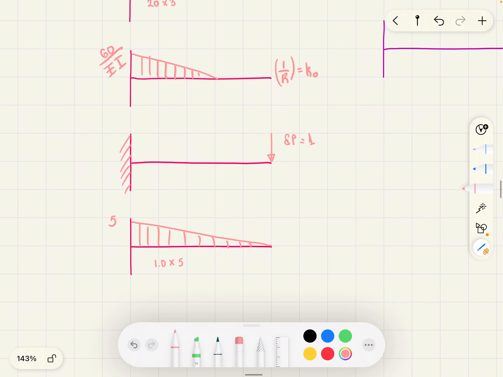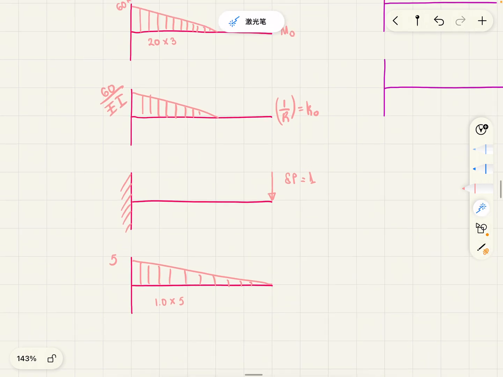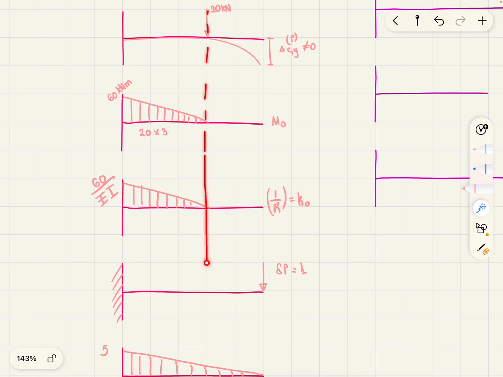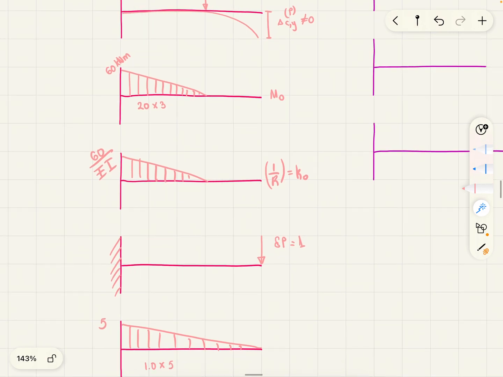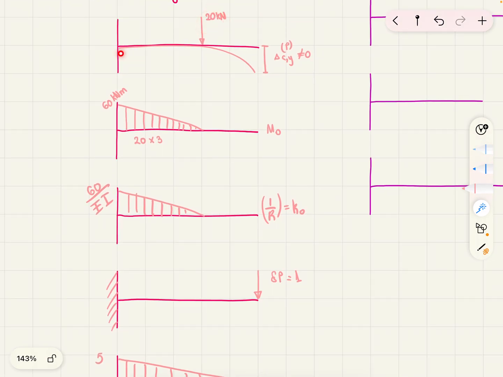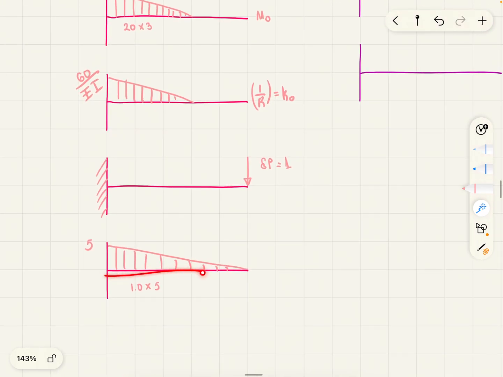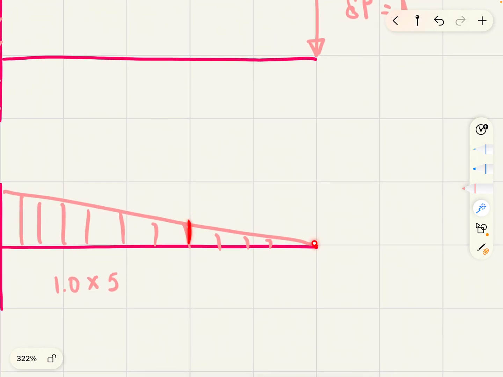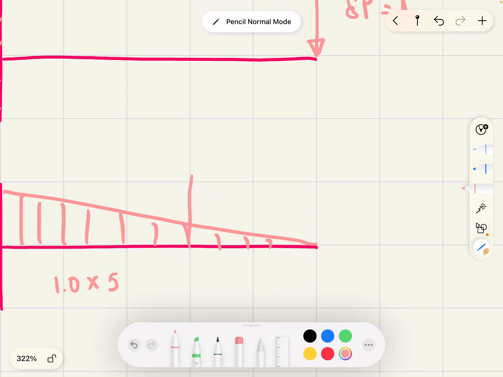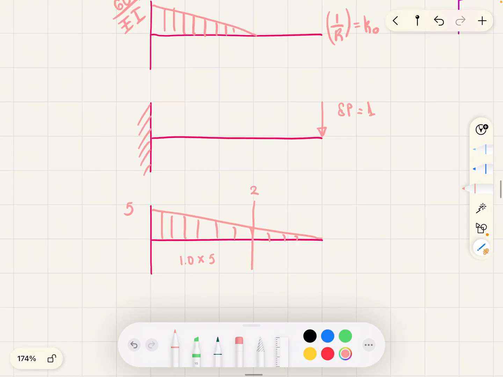Also later on we're going to need to know what the moment is here. So where the point load acts. So basically at this distance 3. So here. And how do you find the moment here? The force of 1 times by the distance of 2. 1 times 2 means that the moment here is going to be 2. Let's just label this on for later. Nice.